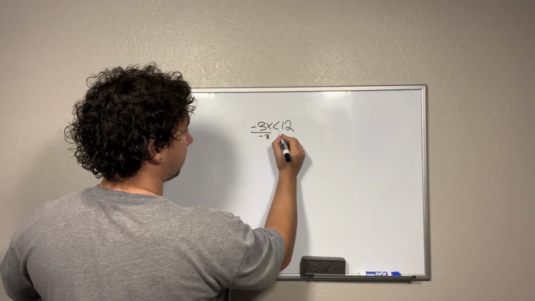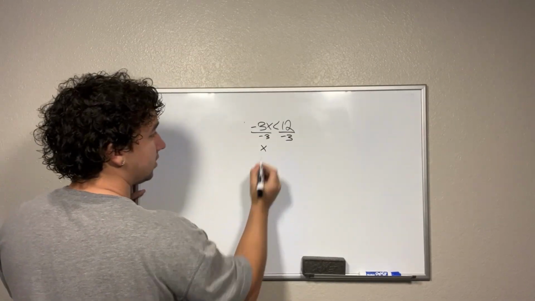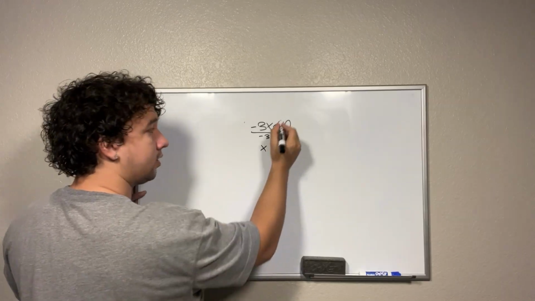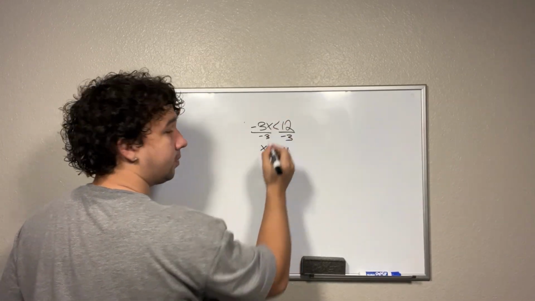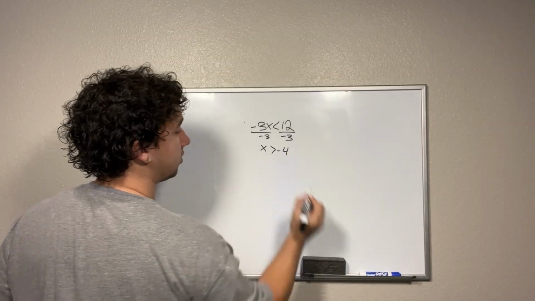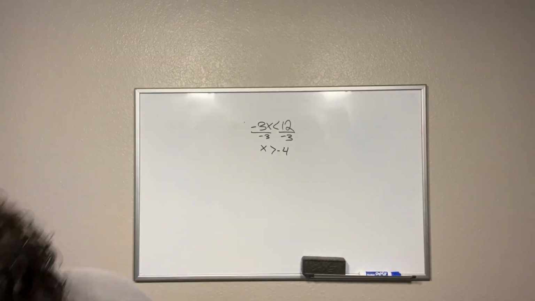Now, what's the answer? Well, I'm going to divide by negative 3 on both sides. That's going to give me x, again, this is going to flip, greater than 12 divided by negative 3. Well, 12 divided by 3 is positive. Positive divided by negative is a negative. So x is greater than negative 4.